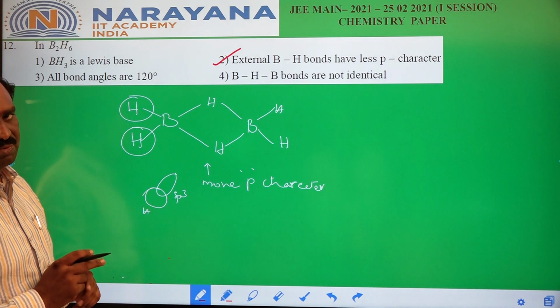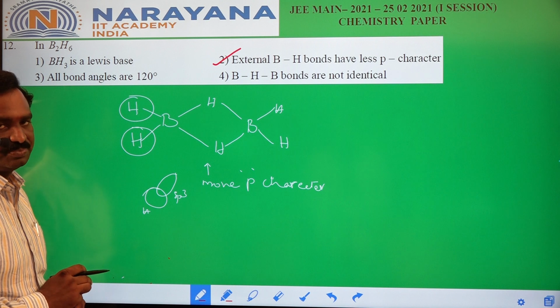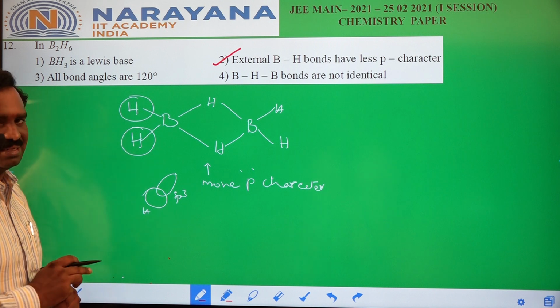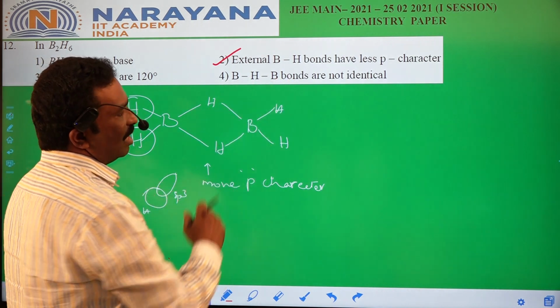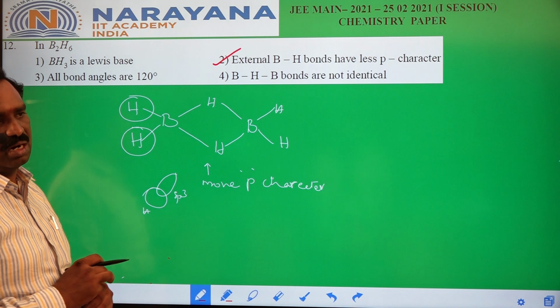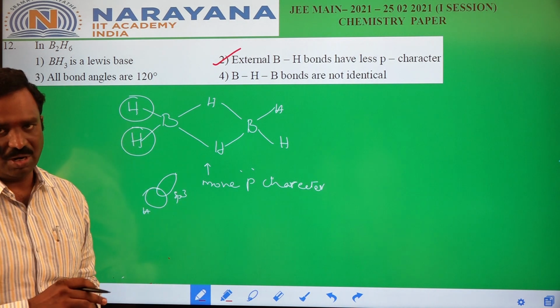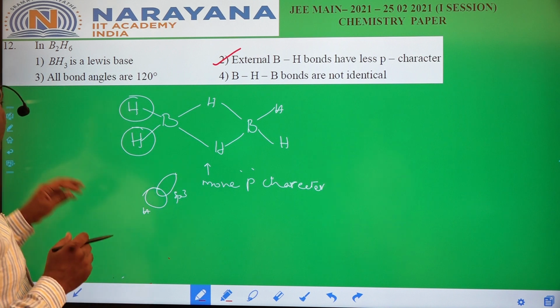All bond angles are 120, that is not true. Here the bond angles are different and sp3 hybridization is present in the boron. BHB bonds are not identical. Both these bonds are similar bonds. Those are called tau bonds or bridged bonds. So the correct answer in this is the second option.